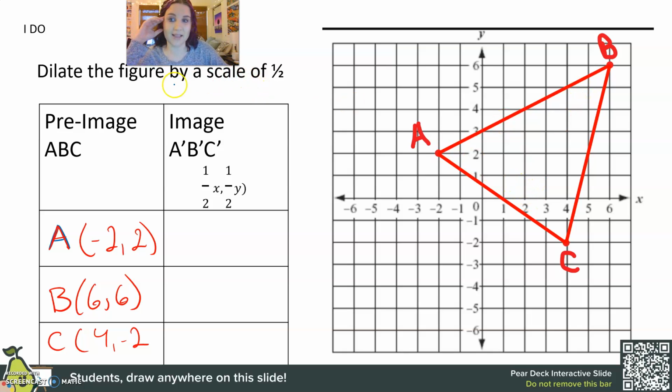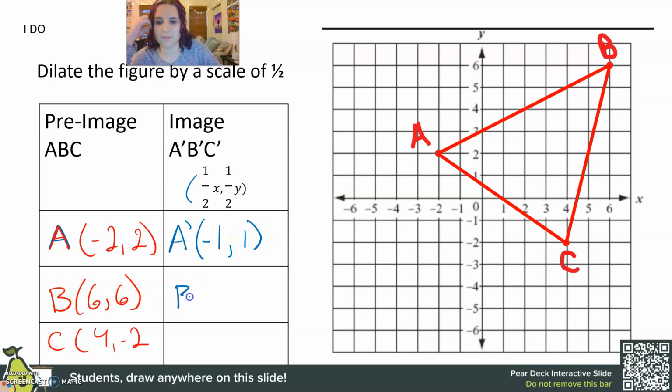So now I have my pre-image coordinates, and this is the triangle that I'm given. And the problem says to dilate it by a scale of 1/2. So what I'm going to do is multiply my x values and my y values by 1/2. Multiplying by 1/2 is the same as dividing by 2. So my A prime, I will multiply -2 and 2 by 1/2. So -2 times 1/2, or half of -2, is -1. 2 divided by 2 is 1.